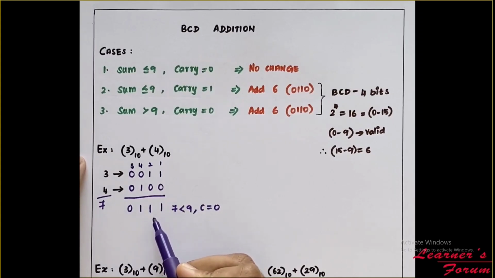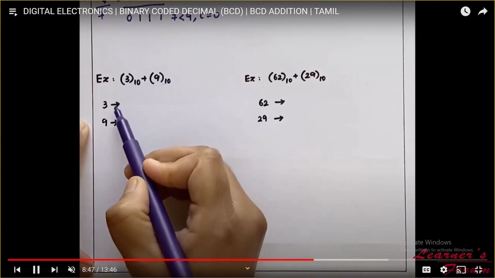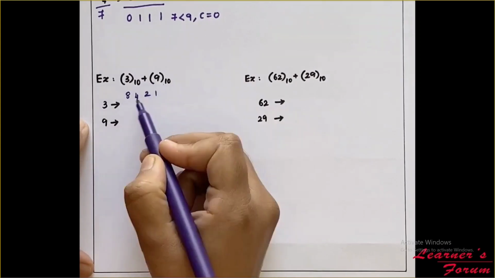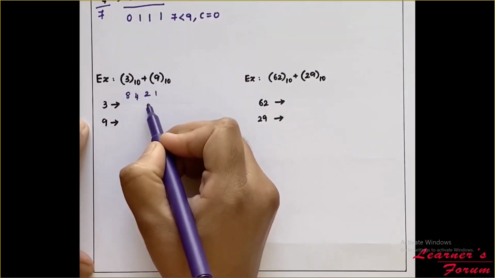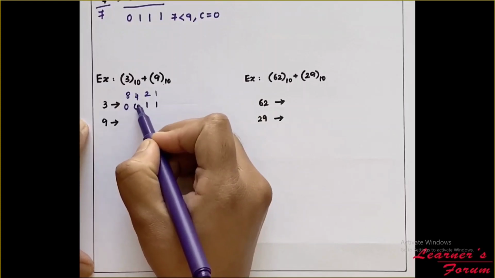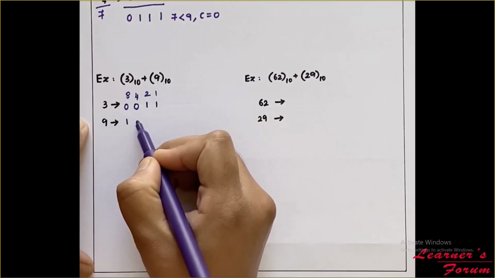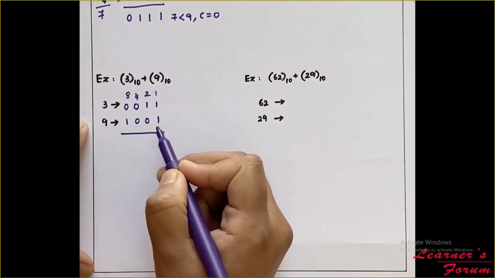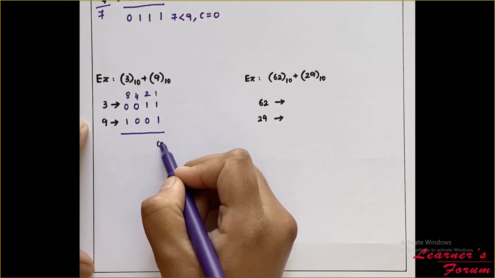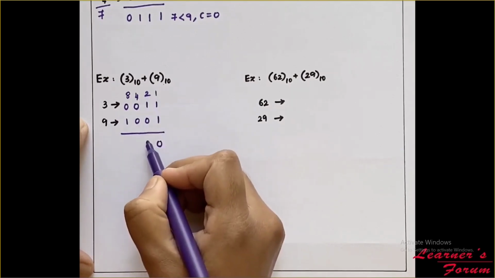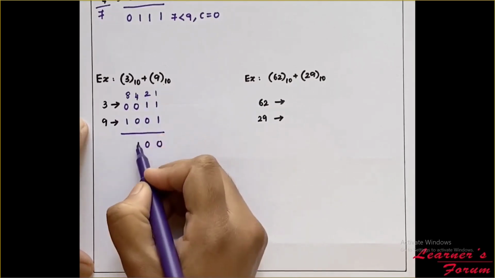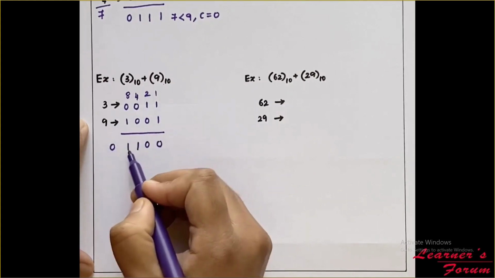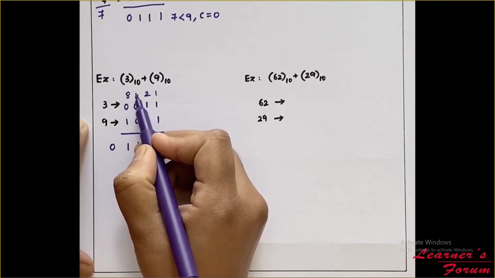Now let us solve a few more examples. Next let us solve one more example, 3 plus 9. To represent 3 and 9 in 8421, 2 plus 1 is 3, so it will be 0011. Next for 9 it is 8 plus 1, so 1001. Now let us perform addition. Starting from the last bit, 1 plus 1 is 0 with carry 1, again 1 plus 1, so 0 with carry 1. Then 0 plus 1 is 1, so now we have carry 0 and 1100, which means 8 plus 4 is 12.